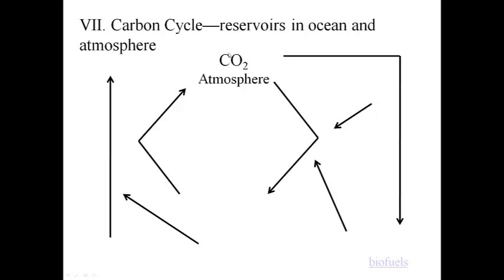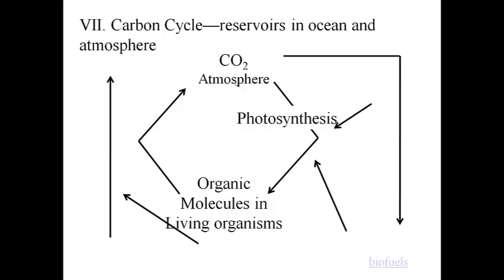Our next cycle is the carbon cycle. The reservoirs for the carbon cycle are in the ocean and the atmosphere. We start here at CO2 in the atmosphere. That is taken up by plants in the process of photosynthesis, and it is made into carbohydrates and other organic molecules in living organisms. The living organisms eat those molecules, break those molecules back down into carbon dioxide and water through the process of respiration.